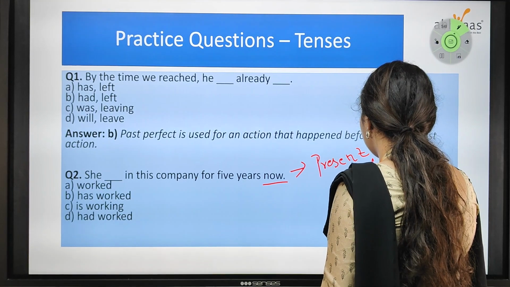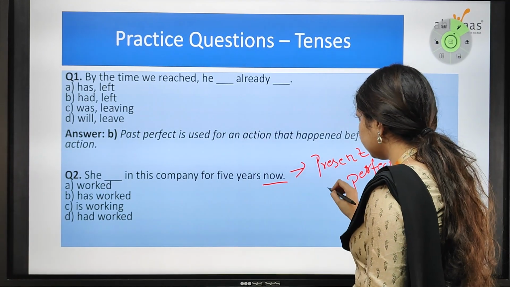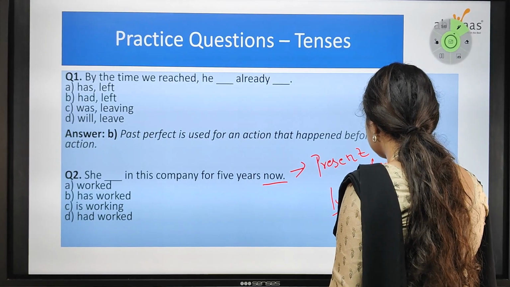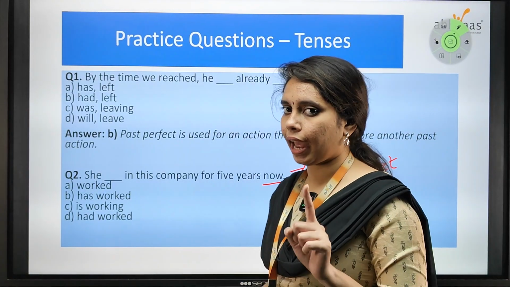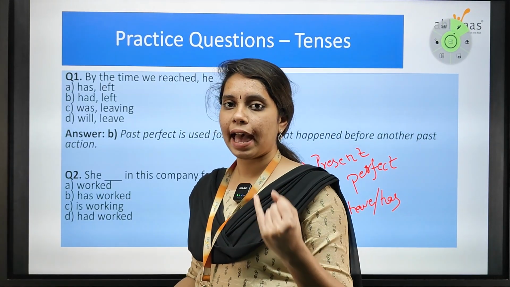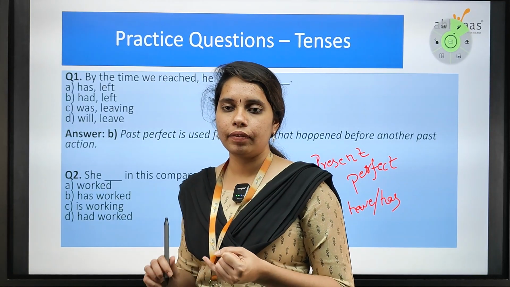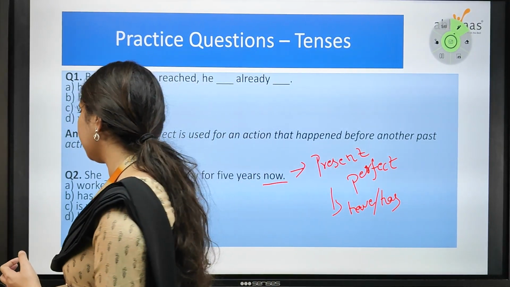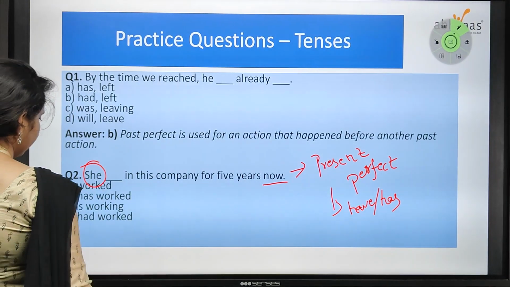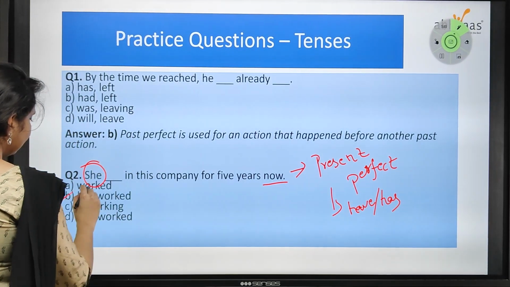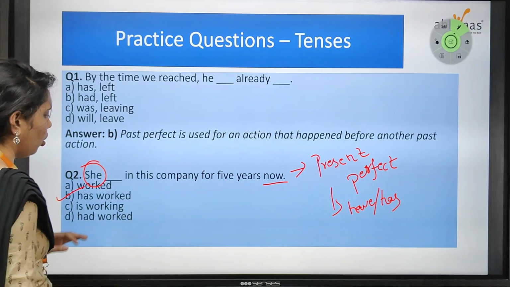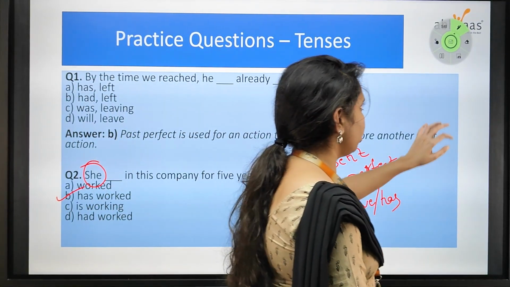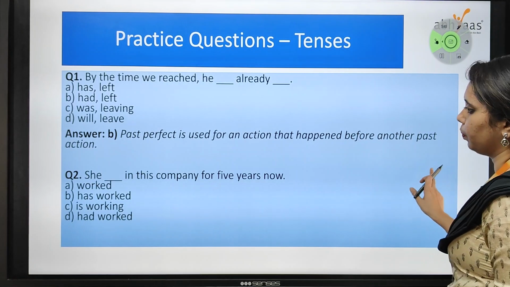Okay, and what does present perfect tense contain? It contains have or has. Okay, had wouldn't come here. Had would come in your past perfect. Have or has depending on whether it's singular or plural. If it's singular, you go with has. If it's plural, you go with have. So she is singular here. That is why it would be she has worked in this company for 5 years now. Look at the clue words when you're filling in the blanks.